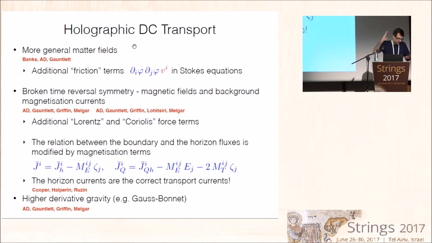Again, the statement that the horizons on the boundary are equal to the fluxes on the horizon only relies on diffeomorphism invariants, basically, and gauge transformations. And all that happens with higher derivative gravity is that you get extra higher derivative terms in your Stokes flow equations.